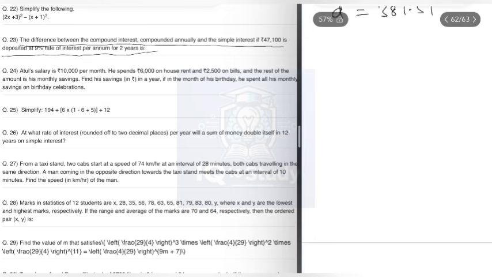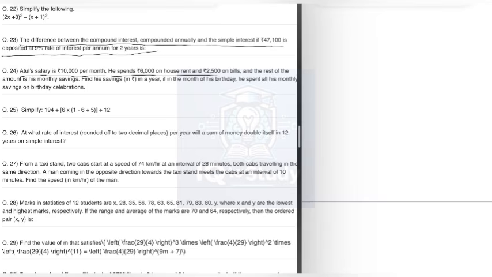Atul's salary is 10,000 rupees per month. He spent 6,000 on house rent and 2,500 on bills, and the rest of the amount is his monthly savings. Find his savings in a year, if in the month of his birthday, he spent all his monthly savings on birthday celebrations.